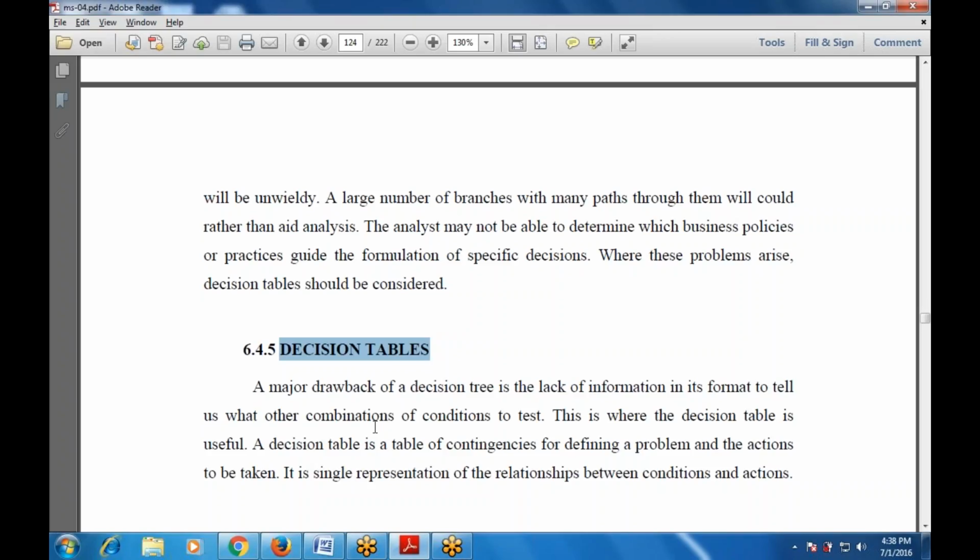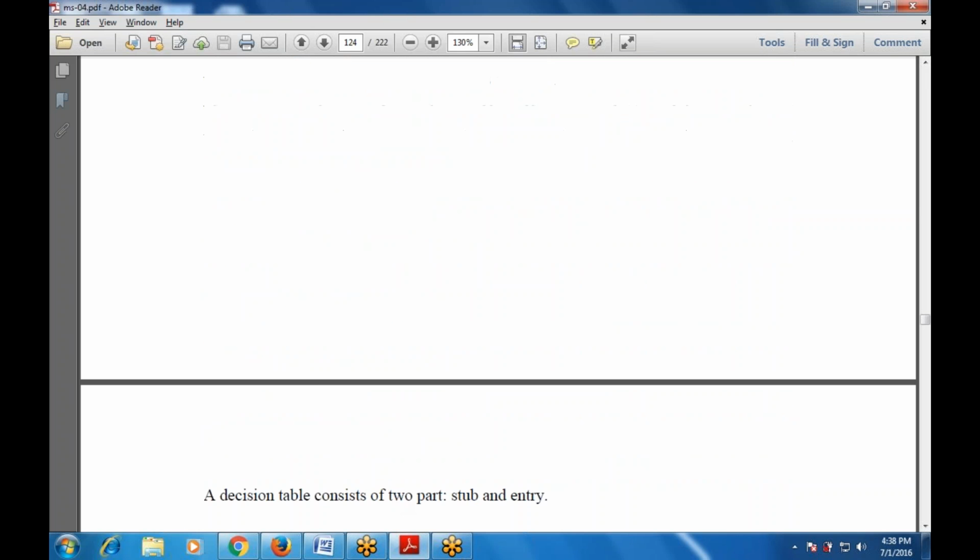Now, what is the difference between the decision tree and the decision table? In the decision tree there is a condition and the action. In decision tables also there is a condition and the action. But the difference is that a decision tree is represented by branches of conditions and actions, and a decision table is a table in which the rows contain the conditions and the actions are columns.